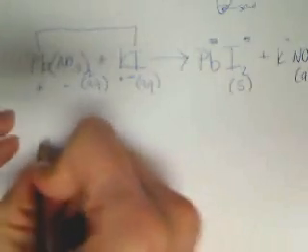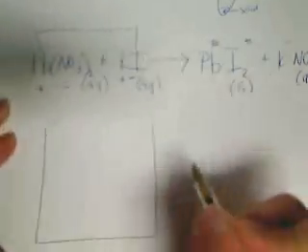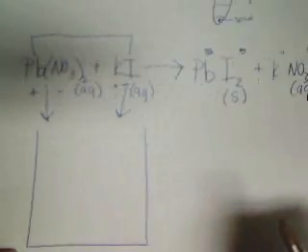Now here's what happens. This is actually what's happening in the beaker. So we put in this solution. You're going to take your lead nitrate and you're taking your potassium iodide. Both of these are a solution.